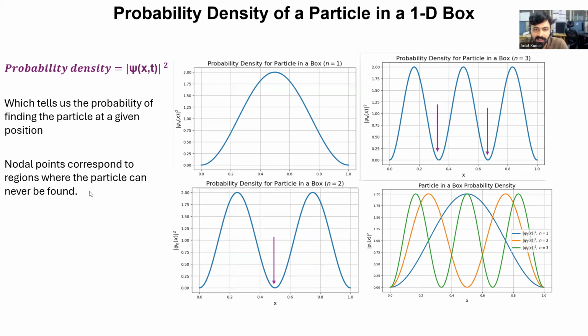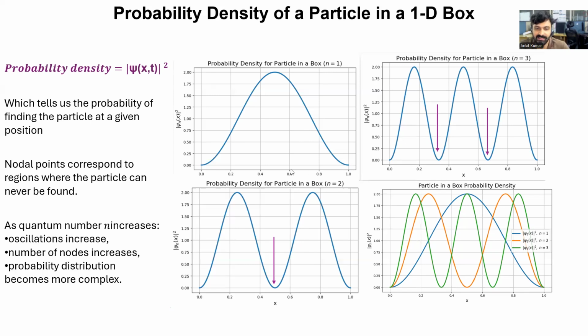So what is the take-home message from this particular slide? The nodal point corresponds to the region where the particle can never be found. So here you can see this is a nodal point, again this is a nodal point, and this is a node. For n equals 1, there are 2 nodal points. For n equals 2, you can see 1, 2, 3 nodal points. For n equals 3, there are 1, 2, 3, 4 nodal points. So basically, the number of nodal points increases as you increase the value of n.